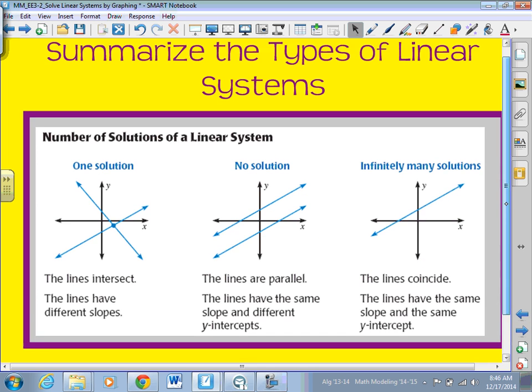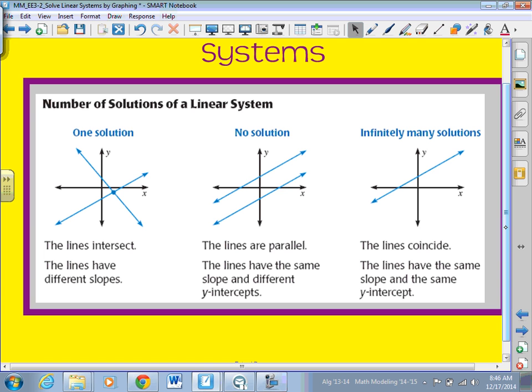And here is the summary, okay? So summary, we have one solution when the lines intersect. Remember, they have to have different slopes in order to intersect, okay? For no solution, the lines are parallel, and that means that the lines have the same slope and different y-intercepts. They have to have the same slope in order for them to be parallel because they're moving at the same rate, but they started at different points. So they're never going to touch.